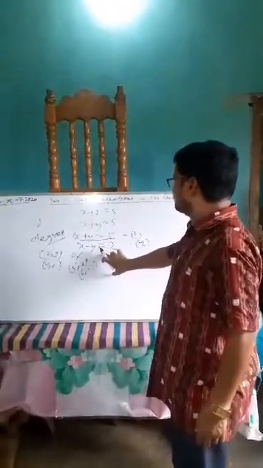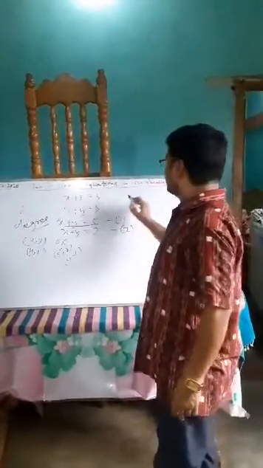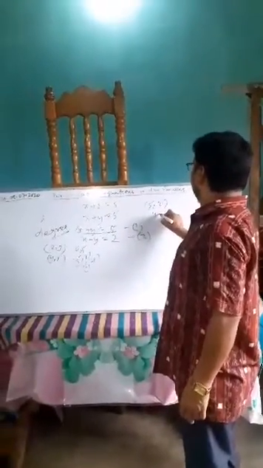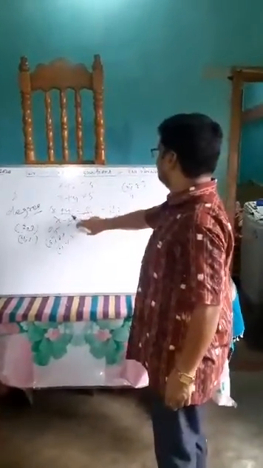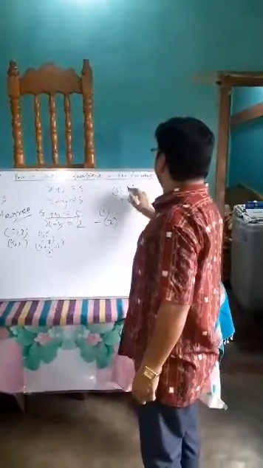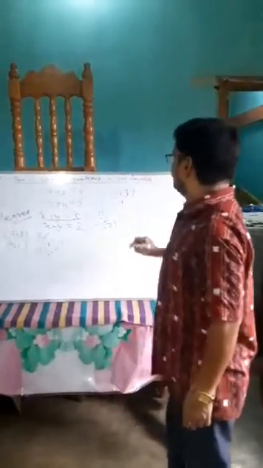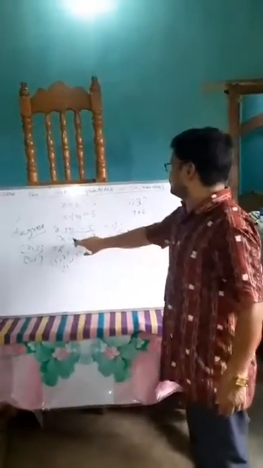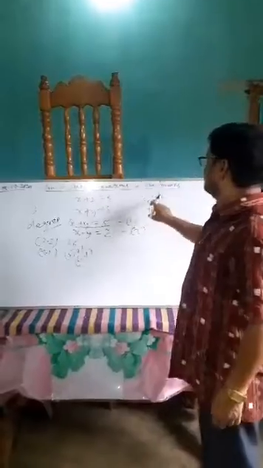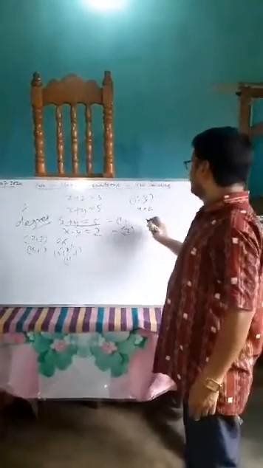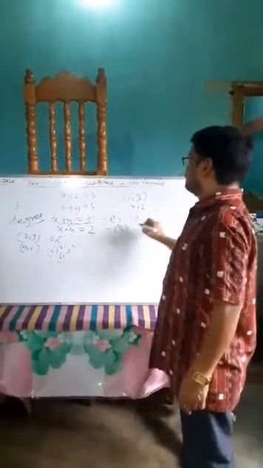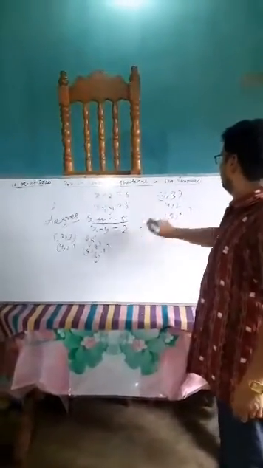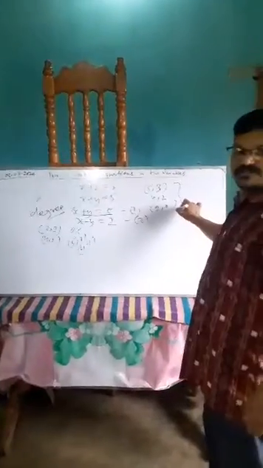Second equation solutions, x minus y equal to 2. I can take 5 and 3, 5 minus 3 is 2. Then we can take 4 and 2, 4 minus 2 is 2. Then 2 and 0 also, 2 minus 0 is 2. So these are the solutions of the second equation.